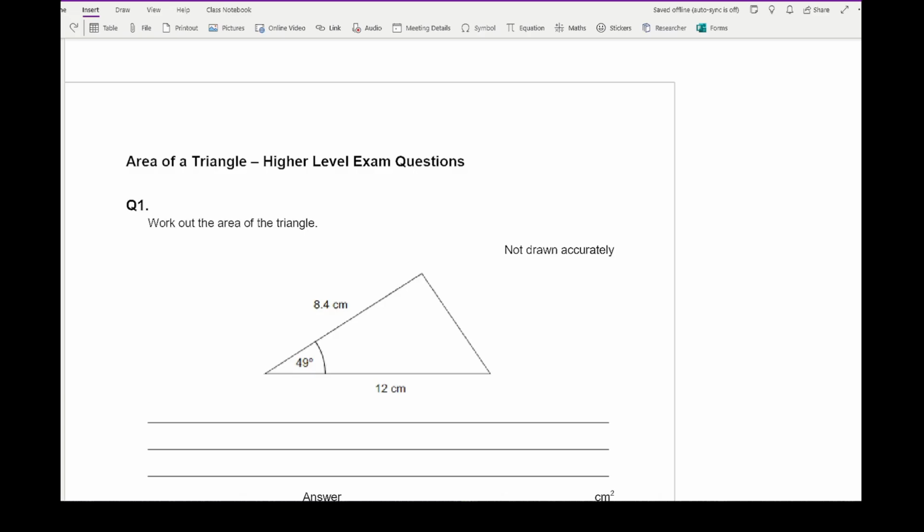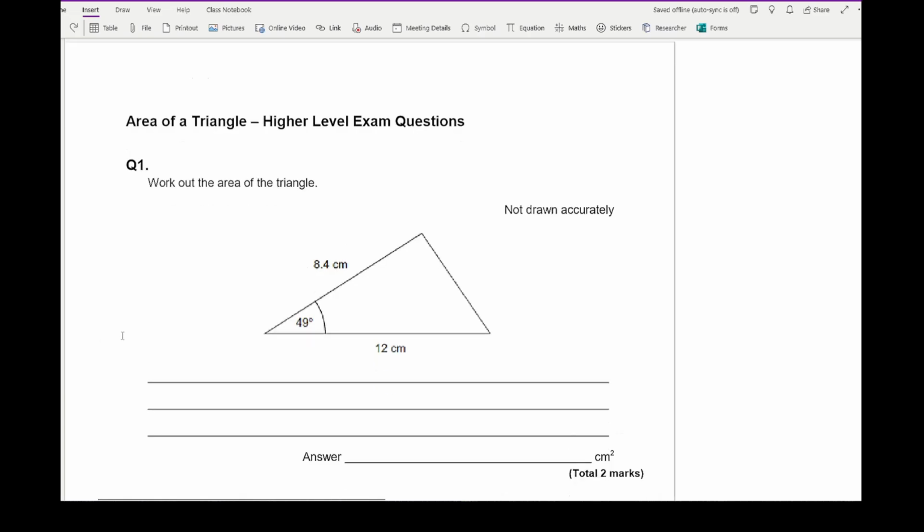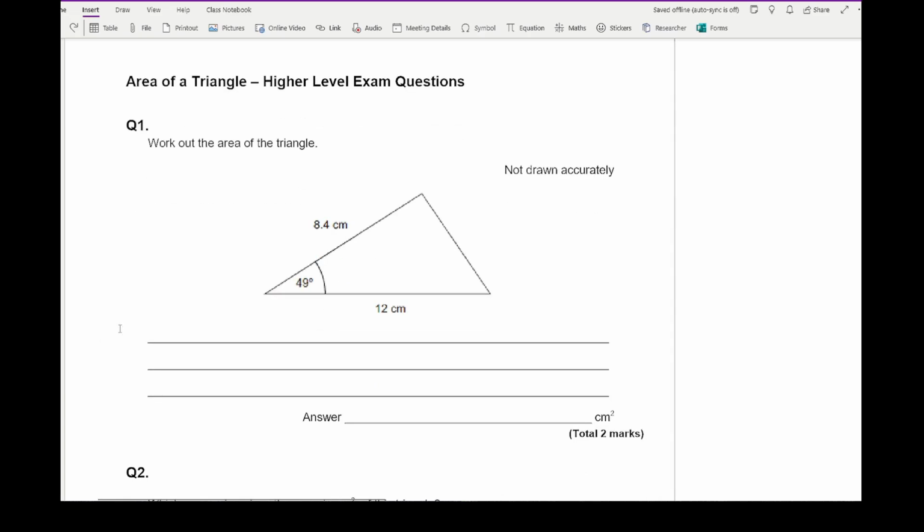So for question 1, it says work out the area of the triangle. Now again, with this question, we're not given the height of this triangle, so I can't use half base times height or base times height divided by 2. It also involves an angle as well. So I'm going to have to use the sine rule to work this out. The first thing I would always recommend is labeling the sides and the angle, and then using the formula, which is not given to me in the exam but is given to me on the formula sheet. So substituting the values in, I get half times 8.4 multiplied by 12 times sine 49.